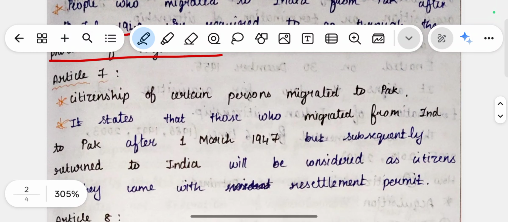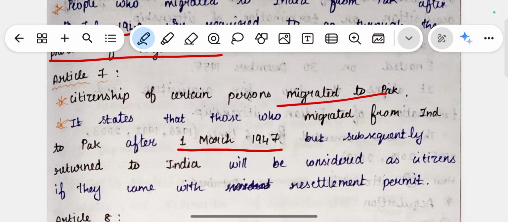The next one is Article 7. Article 6 talks about the people who came to India from Pakistan. Article 7 talks about the people who went to Pakistan from India. It says that if people migrated from India to Pakistan after 1 March 1947, but returned to India at some other time, they will be considered citizens of India if and only if they came with a resettlement permit from the country where they had settled. This is the only condition for Article 7.